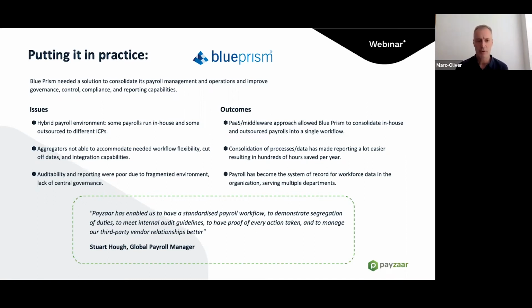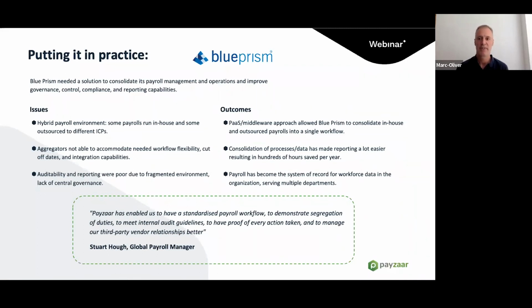And so you see the quote here from Stuart, who at the time was a global payroll manager. Really, that standardization and helping to structure the processes and workflow in a consistent manner, helping to align and segregate the roles and duties in the payroll process, having everything fully auditable, was a huge step forward. And back to Trevor's point, it's not just a big improvement for the customer organization, it also helped them establish better relationships with their local in-country payroll partners as well.